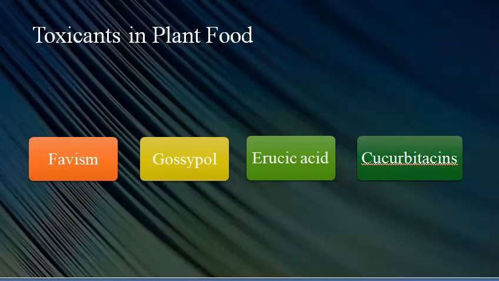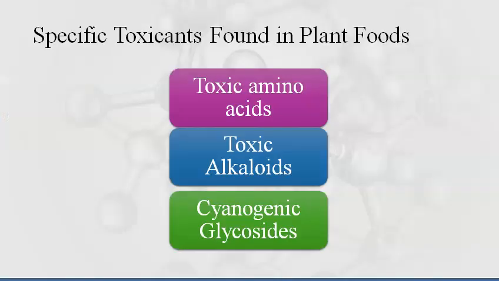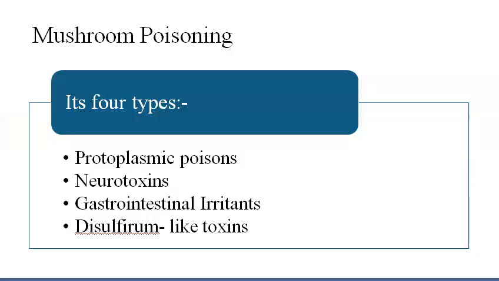Next we're going to talk about toxicants in plant food. The first one is favism. It causes hemolytic anemia after consuming fava beans. The initial symptoms include headache, nausea, vomiting, pain, and fever. Other specific toxicants found in plant foods are toxic amino acids, toxic alkaloids, and cyanogenic glycosides. Cassava is a rich source of cyanogenic glycoside, which may be hydrolyzed.